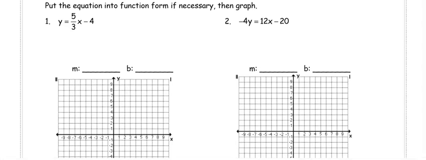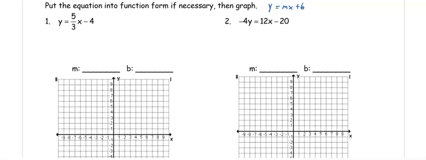This video is a review for Unit 3, Quiz 1. So in the first problems, we need to put the equation in function form if necessary, and then graph. Remember that function form is y equals mx plus b. It helps us identify our slope in front of the variable and our y-intercept, which is the number by itself.